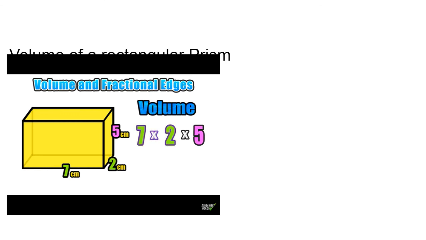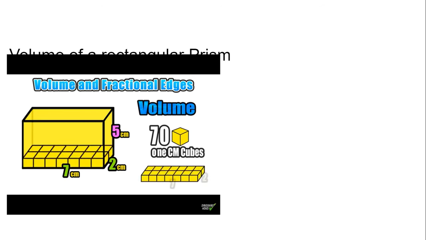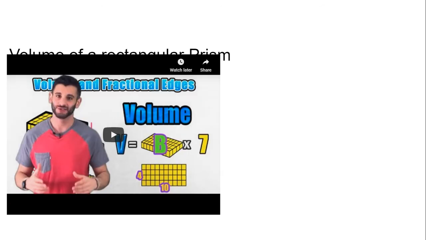Now the product of the length and the width, 7 and 2, is just 14, which represents the area of the base, multiplied by the height of 5. And our product represents our volume, which is 71 centimeter cubes. And again, we can visualize this as 5 of those 7 by 2 base layers stacked up from bottom to top.